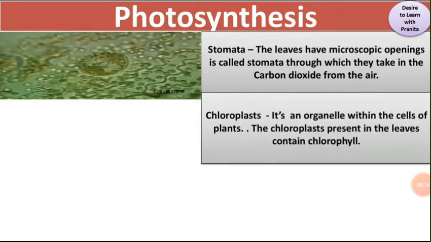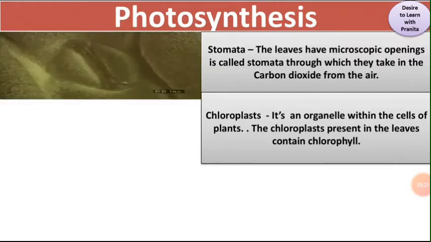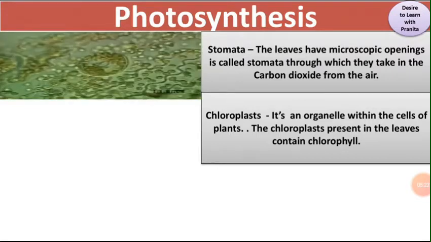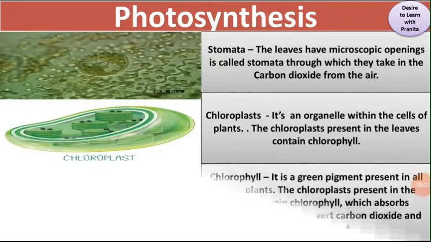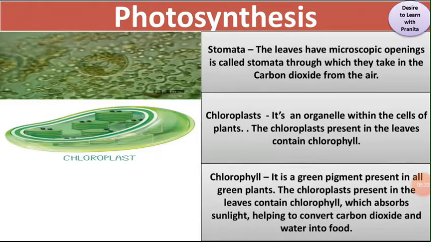Now chloroplast. What is chloroplast? It is an organelle within the cell of the plant. This chloroplast present in the leaf contains chlorophyll. That means in the chloroplast, chlorophyll is present. The green color pigment, that is the chlorophyll, which you can see in this picture, shows how the chloroplast looks.